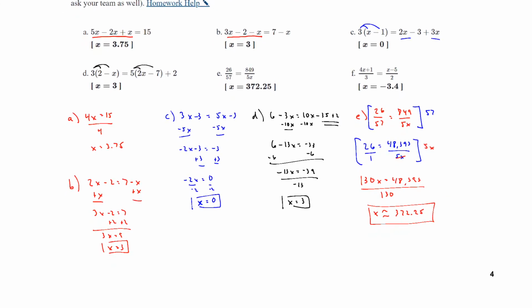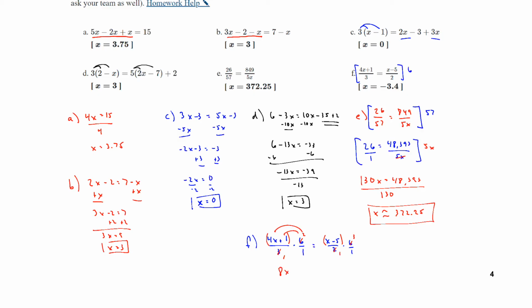Alright, and then the last one, we're going to go to F. And this one I'm going to do in one step. I'm going to multiply by 6, and then that way it cancels both denominators. So it'll look like this. 4x plus 1 over 3 times 6 over 1 is equal to x minus 5 over 2 times 6 over 1. I'm going to cancel. 6 divided by 3 is 2, and 6 divided by 2 is 3.